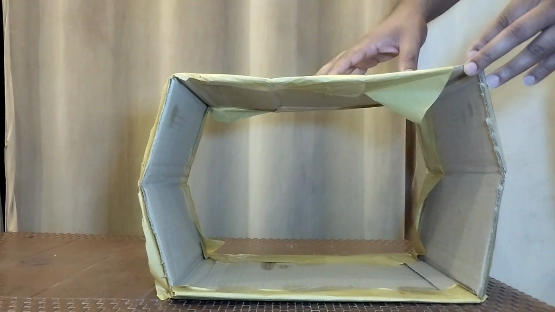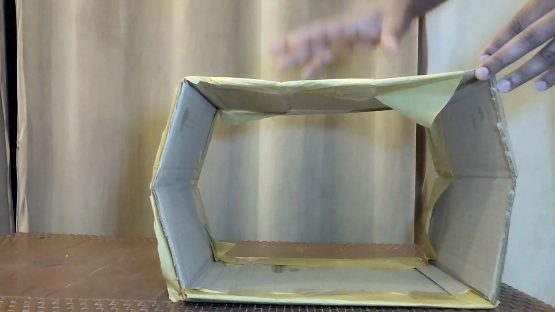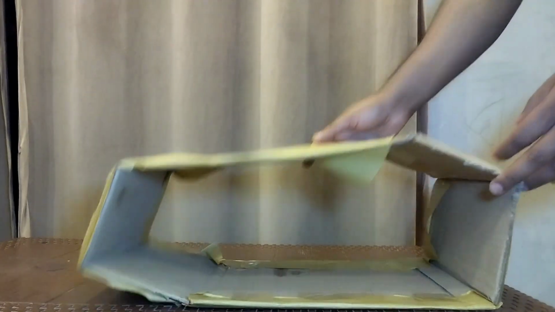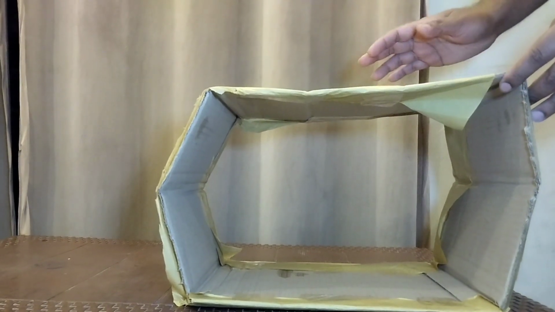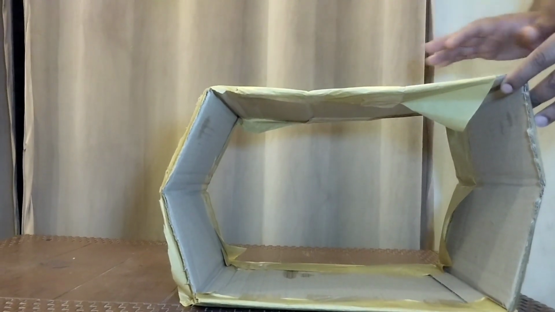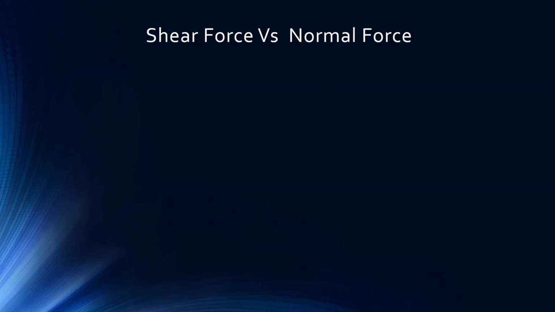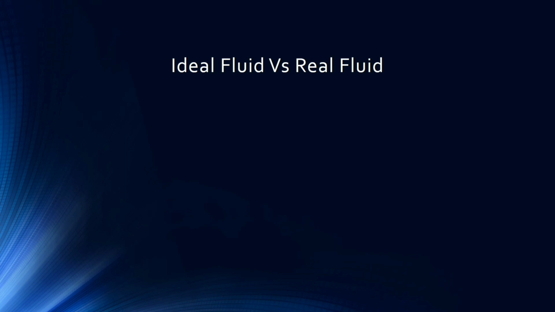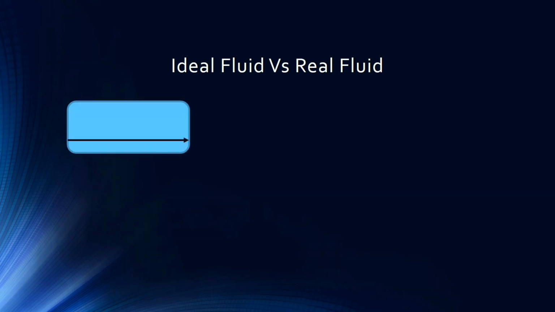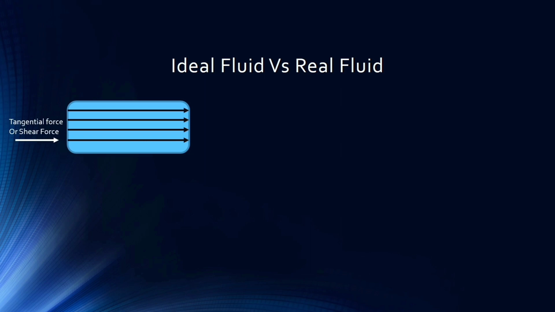This is a body of fluid. A normal force acts like this, and a tangential force or shear force acts like this. We have understood the difference between shear and normal force. Now we can easily understand fluid classifications. An ideal fluid is a fluid in which there is no layer-to-layer interaction, and layers can move independent of other layers. That is, if a shear force is applied on one layer, then only that layer will move, as you can see.